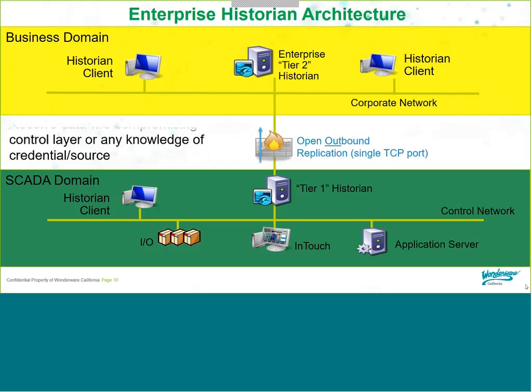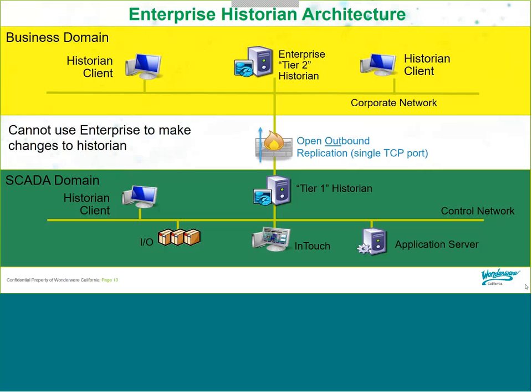This allows you to receive data without compromising the control layer and without any knowledge of where the data is coming from or what the credential is for the source. The one-way DMZ layer also helps to prevent any kind of communication or request to come through from the business domain to the SCADA domain, which also means you can't make any changes to the control network using the corporate network.